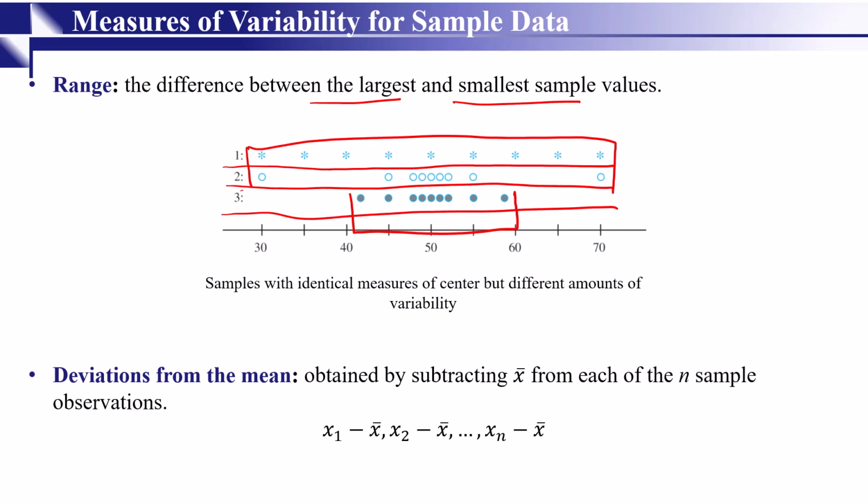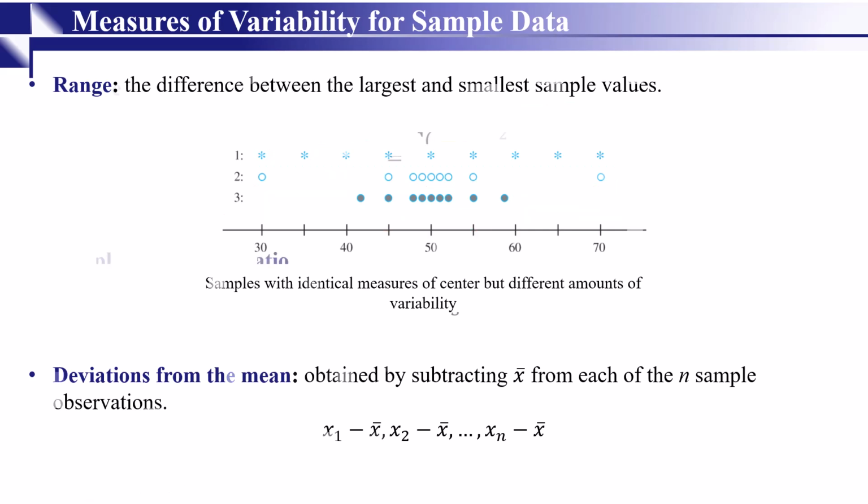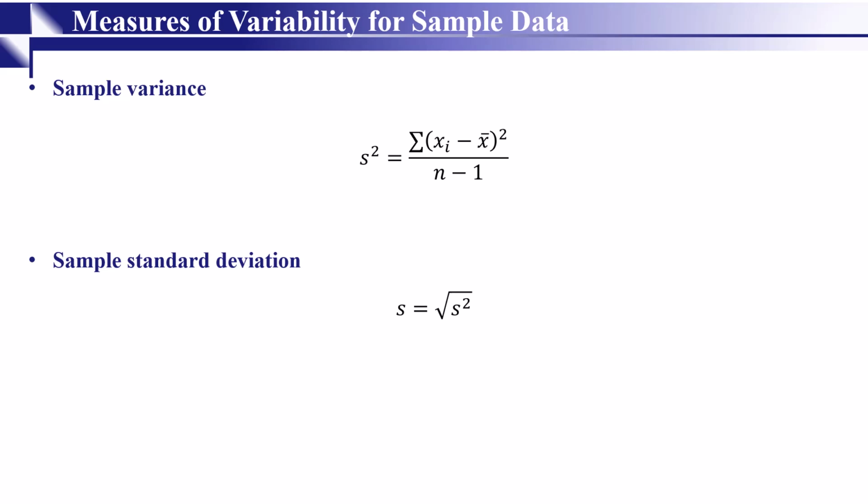That is, the deviations from the mean are obtained by subtracting the average from each of the n sample observations that we have. So a deviation will be positive if the observation is larger than the mean. It means to the right of the mean on the measurement axis, and the deviation will be negative if the observation is smaller than the mean. And if all deviations are small in magnitude, then all xi's are close to the mean and there is little variability.